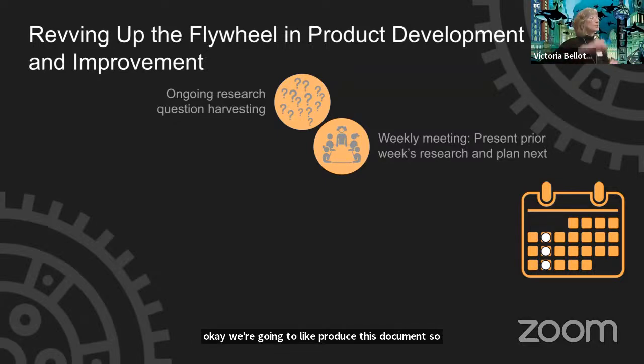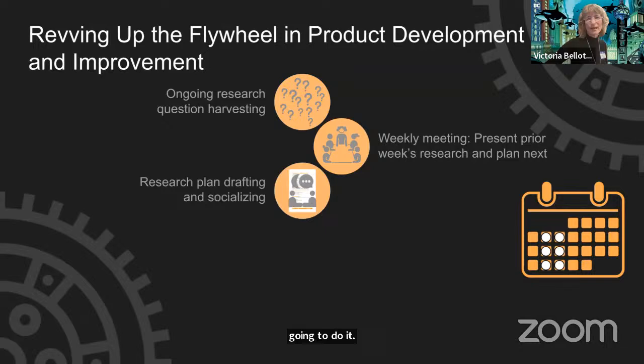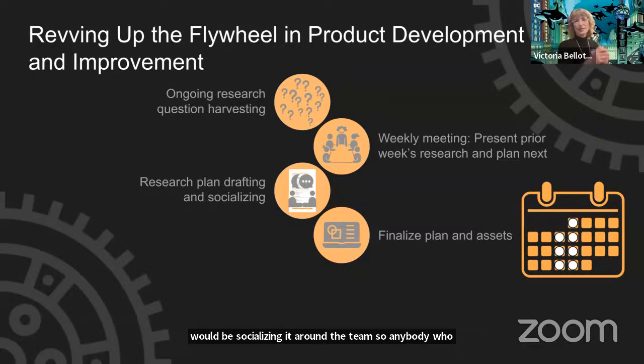Here's what we've agreed we're going to do. Here's how we're going to do it. So she would write the plan and the discussion guide, and then everybody would give feedback on that. And then we would be socializing it around the team, so anybody who felt like they had a stake in this would get a say. And then we finalized the plan and developed the assets.